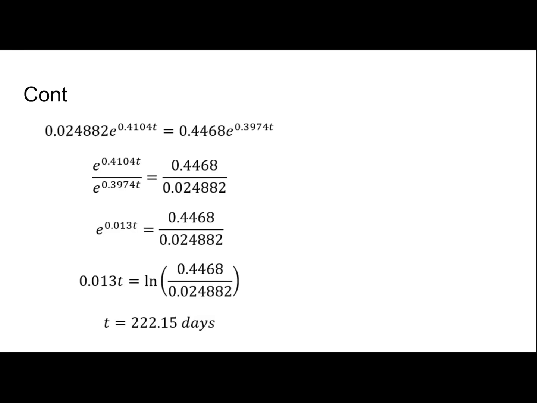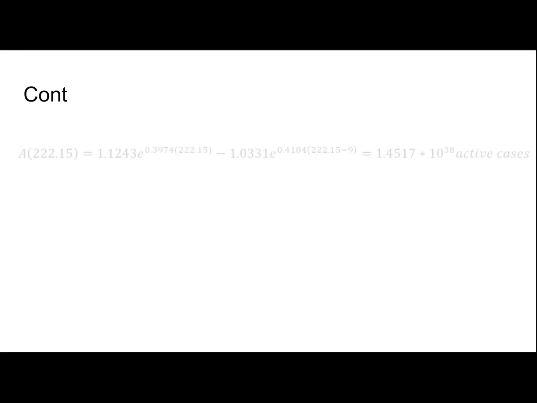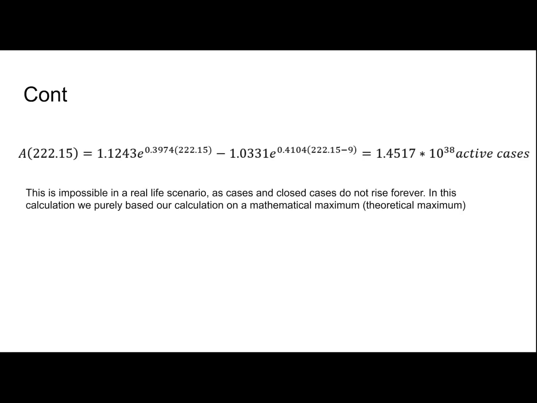So if we take log base e of both sides, we'll get ln of that constant is equal to 0.013t. If we rearrange for t, we'll get t equals 222.15 days, and substituting back into our active case formula, we'll get our final answer of 1.4517 times 10 to the power 38 active cases.